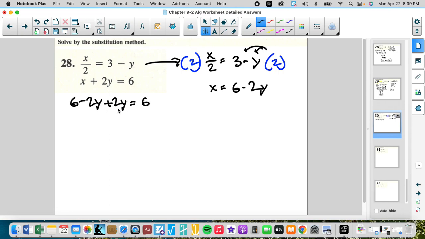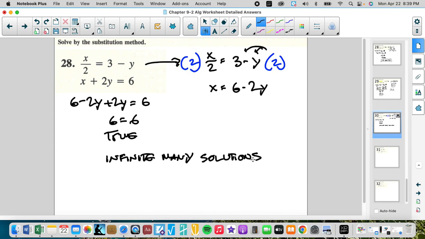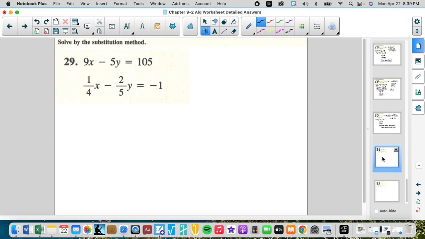So common, like variables, those cancel, and you're left with 6 equals 6, which is a true statement. So the answer is infinitely many solutions. I like to say all points on the line. That just means they're the same line.